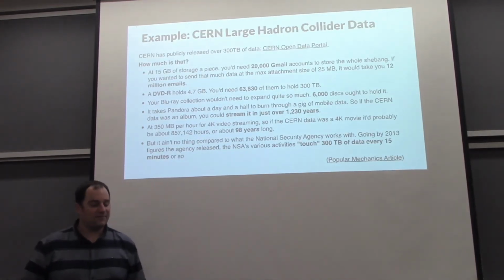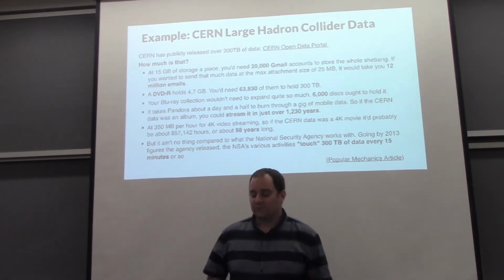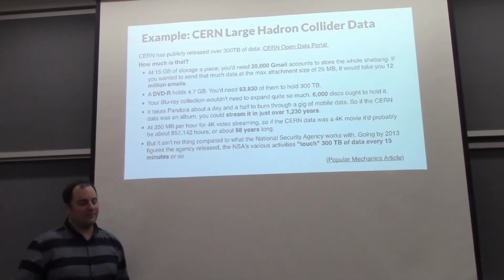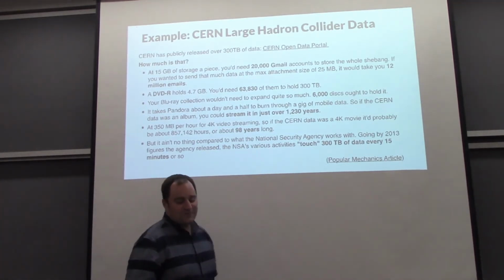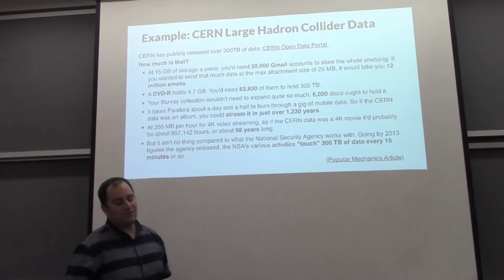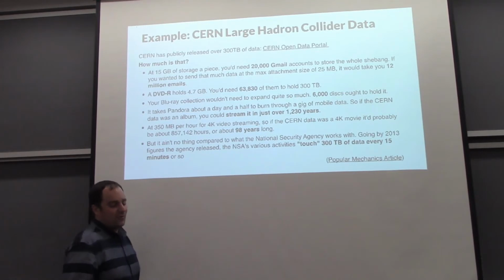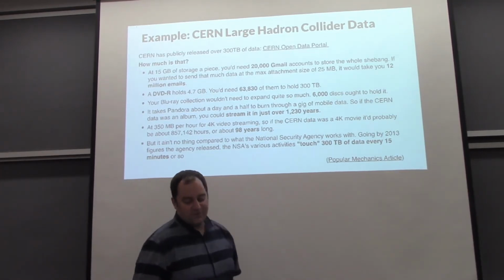So here's an example of the CERN Large Hadron Collider. You can actually go to the CERN data portal and download the data. It's 300 terabytes, so you'll need a big hard drive. In context, you would need 20,000 Gmail accounts with 15 gigabytes each to store that data. Or you need 60,000 DVD-Rs or 6,000 Blu-ray discs.